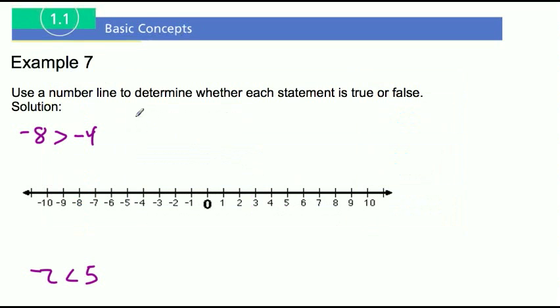All right, so let's go over here and look at example number 7. We're going to use a number line to determine whether each statement is true or false. So let's go ahead and plot -8 and -4. So we have -8 and we have -4. Is this true or false? Is -8 greater than -4? This is what this symbol means right here: greater than.